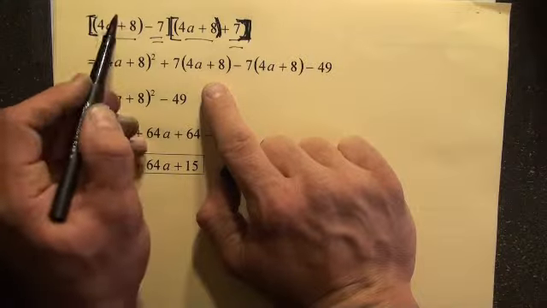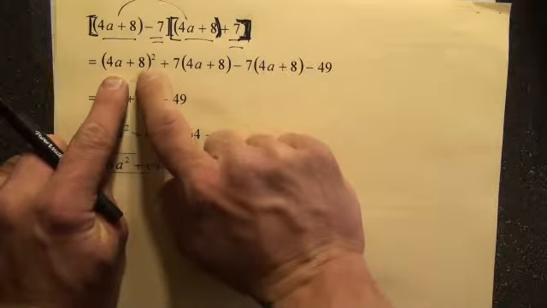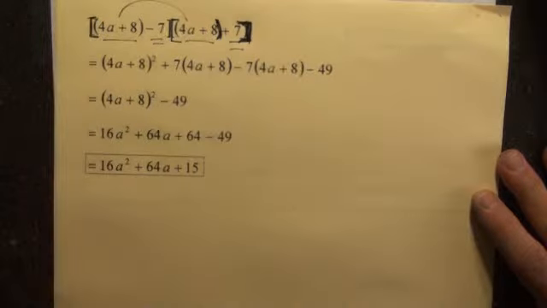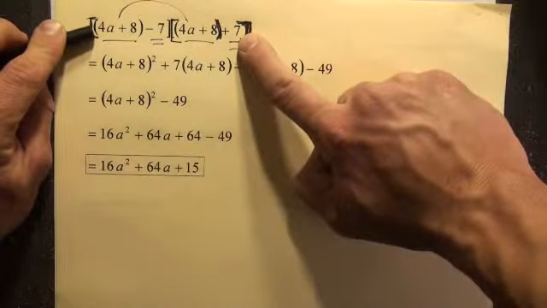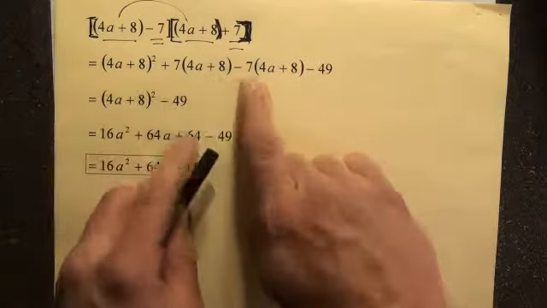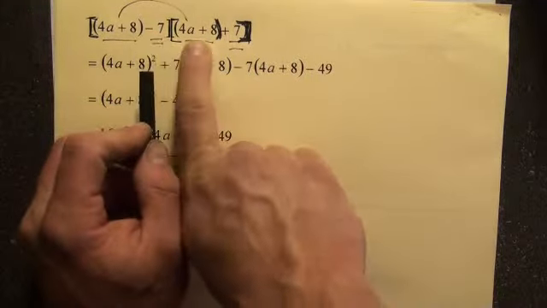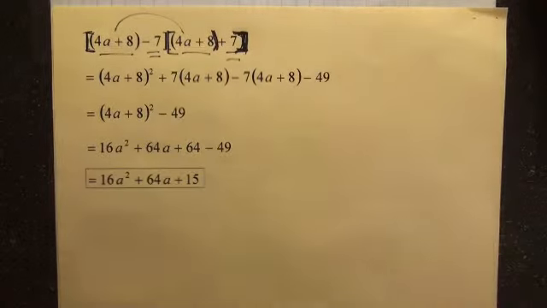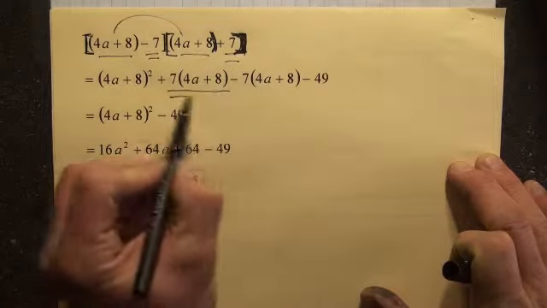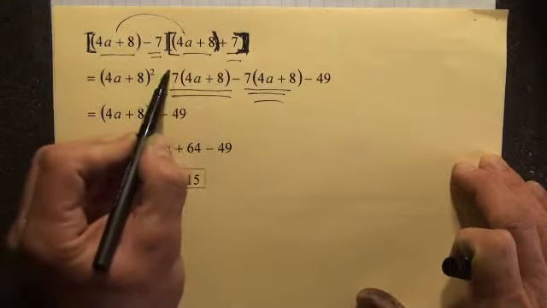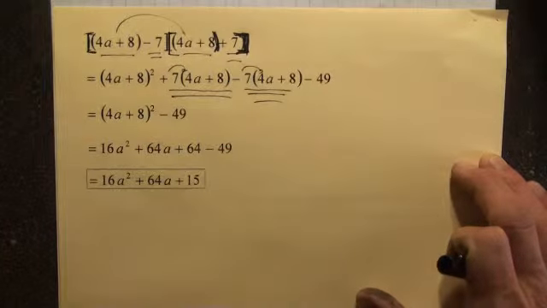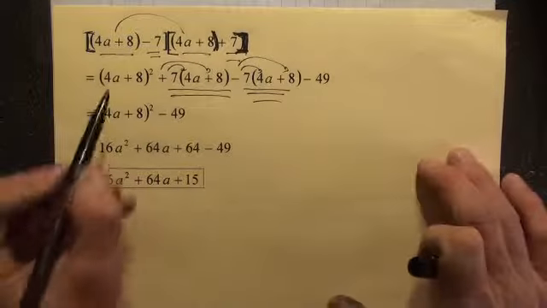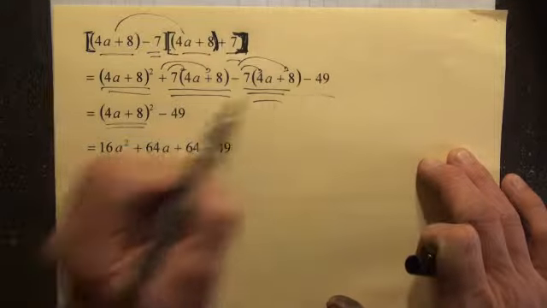Well, if you do FOIL, first you'll get 4a plus 8 quantity squared, okay? Then you do outside, you'll get plus 7 times 4a plus 8. Inside, you'll get minus 7 times 4a plus 8. And then last, you'll get minus 49. Well, look what happens here. Do you really need to distribute the 7s? This is going to be a plus 28. That's going to be minus 28. It's going to cancel. Plus 56, minus 56, cancel. So you're left with this term and this one.